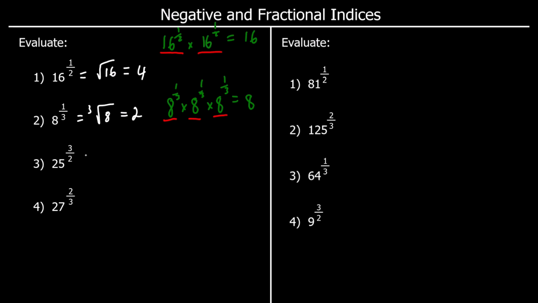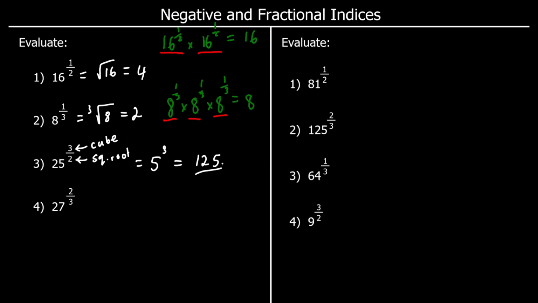This next one, 25 to the power of 3 over 2. So the 2 on the bottom, that's our half. That's a square root. And the 3 on the top, like a 3 in a power, means cubed. So we're doing two things to this 25. We're square rooting it and we're cubing it. So square root 25 is 5. So that's equal to 5 cubed. And 5 cubed is 125.